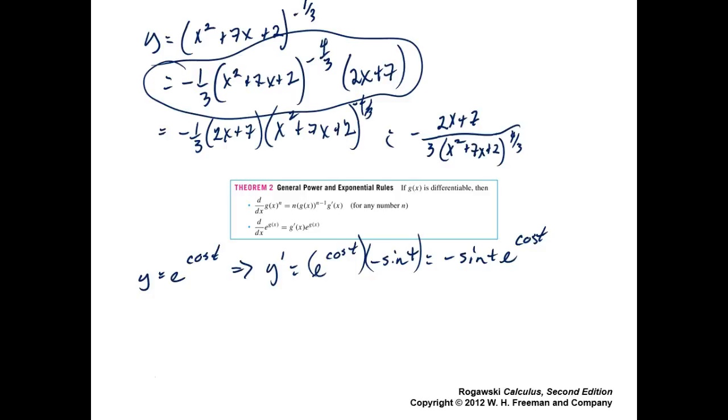Okay, let's see how they wrote it. They wrote minus sine t. They put it in parentheses. That's all. E to the cosine t. Very good.